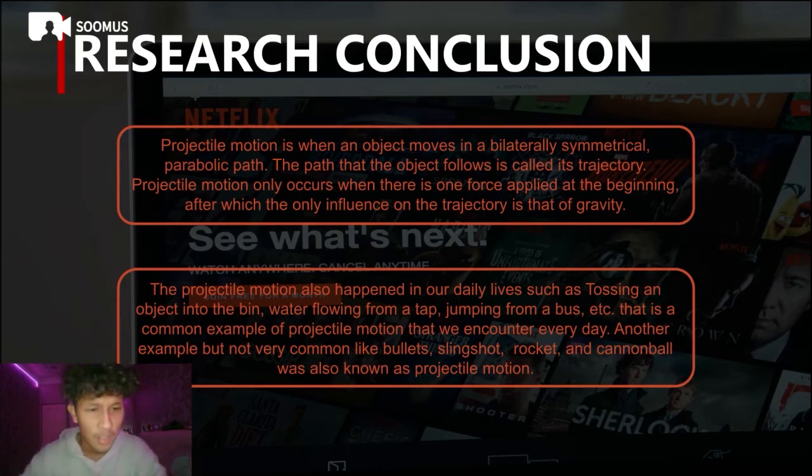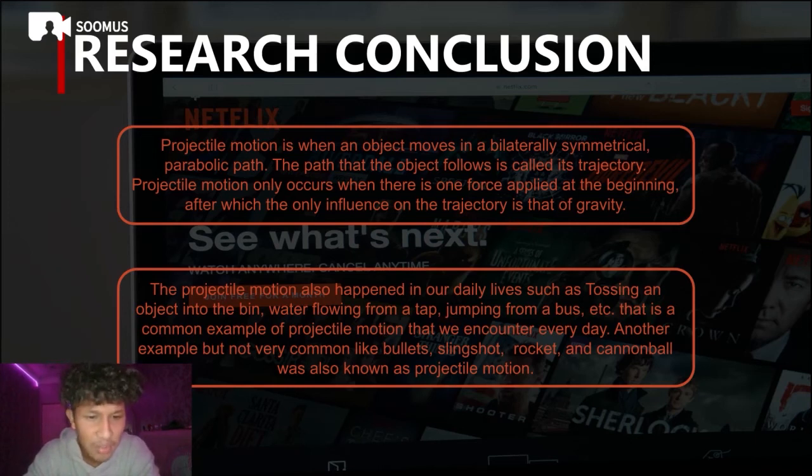For the conclusion, projectile motion is when an object moves in a bilaterally symmetrical parabolic path. The path that the object follows is called its trajectory. Projectile motion only occurs when there is one force applied at the beginning, after which the only influence on the trajectory is that of gravity.